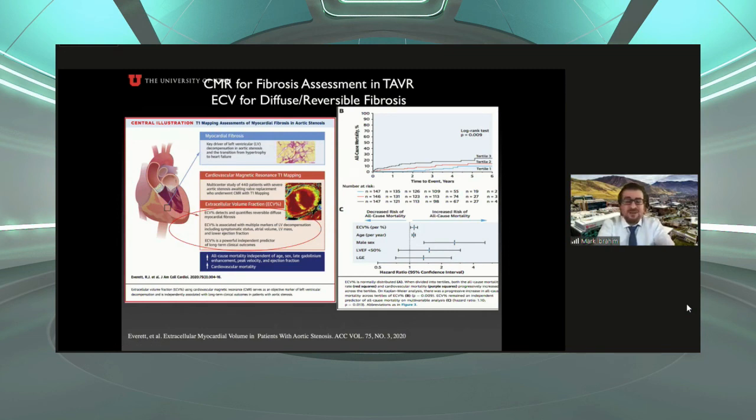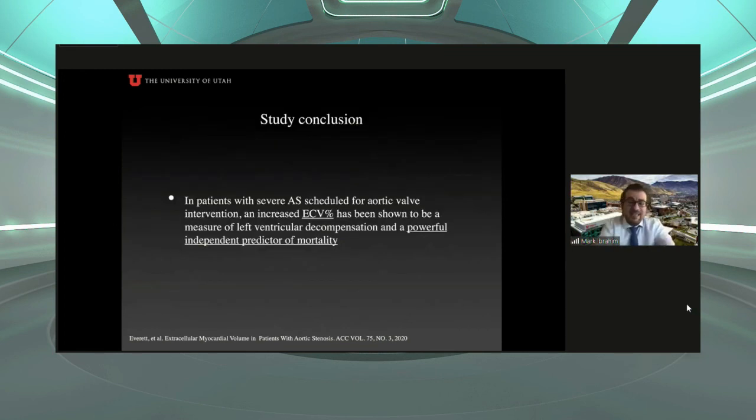That provoked further studies, and there's an ongoing study called the EVOLVED trial. Those patients were symptomatic here in this trial, but they're looking into these parameters in patients with severe aortic stenosis who are asymptomatic. The theory is, if you have fibrosis in those patients, why not intervene versus waiting until they have scar? We know that the higher the fibrosis they have, the worse they do. So basically intervene when their fibrosis burden is less. The study conclusion was that in patients with severe aortic stenosis scheduled for aortic valve intervention, increased ECV has been shown to be a measure of LV decompensation and a powerful independent predictor of mortality.